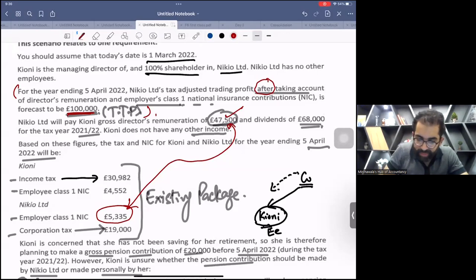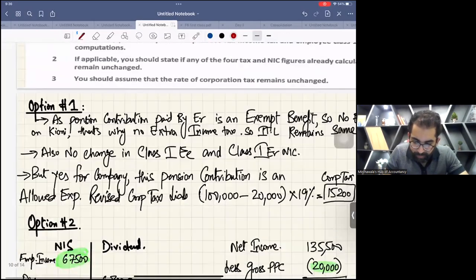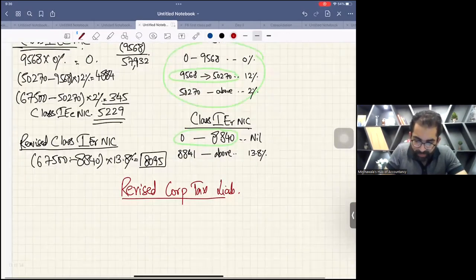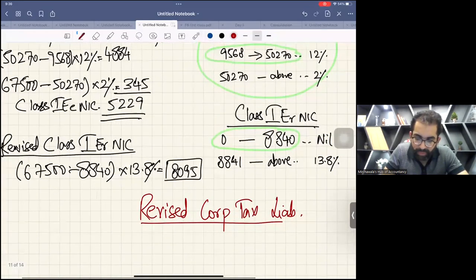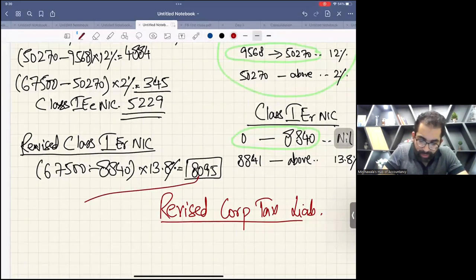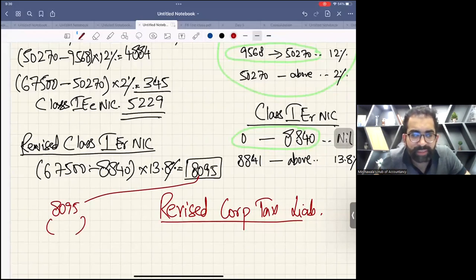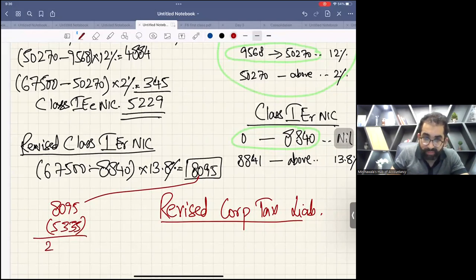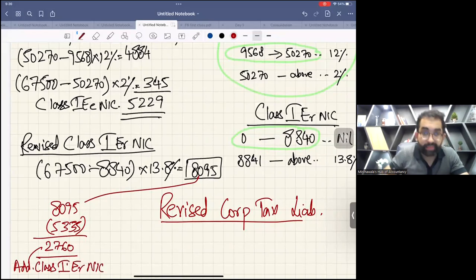Wait, this is the existing. This is the revised, 8095. So when you deduct 8095 minus the existing, how much was existing? Existing was 5,335. So this is additional 2760. This is your additional class 1 employer NIC. Yes, this is a technical thing.